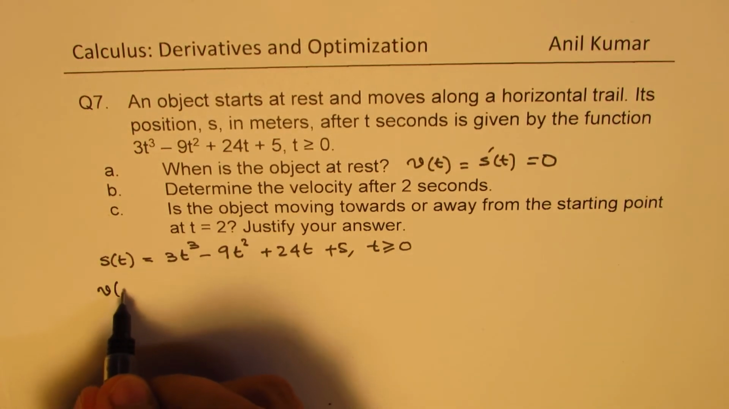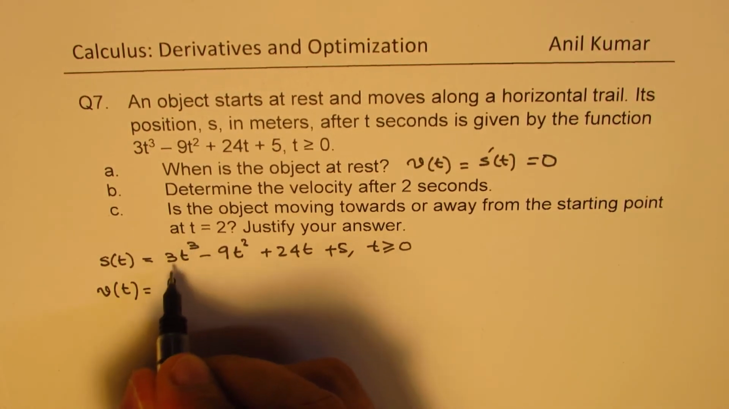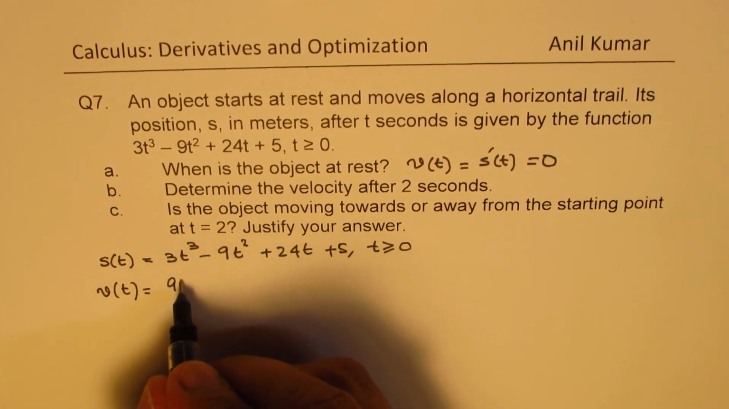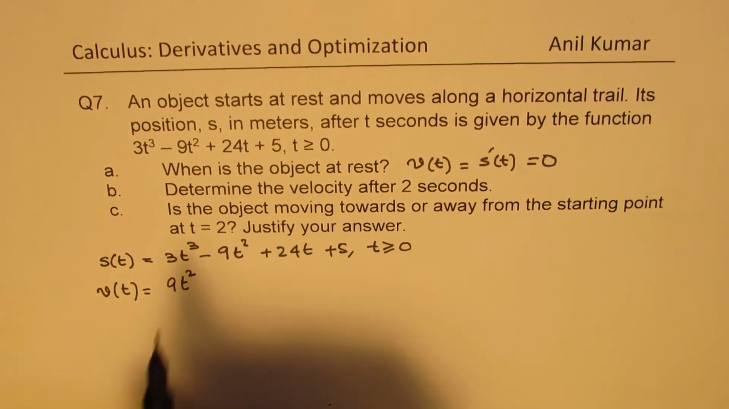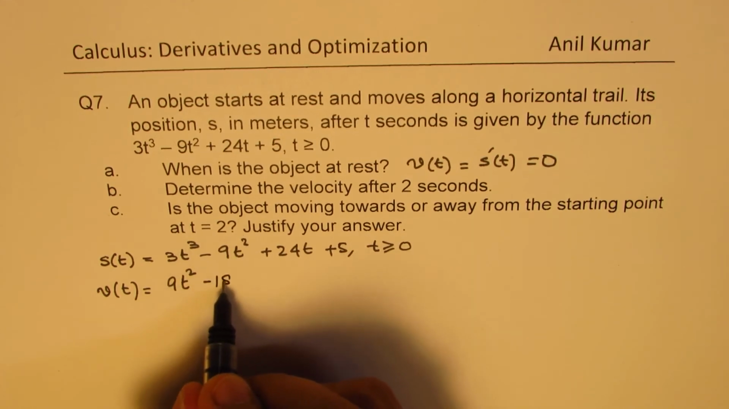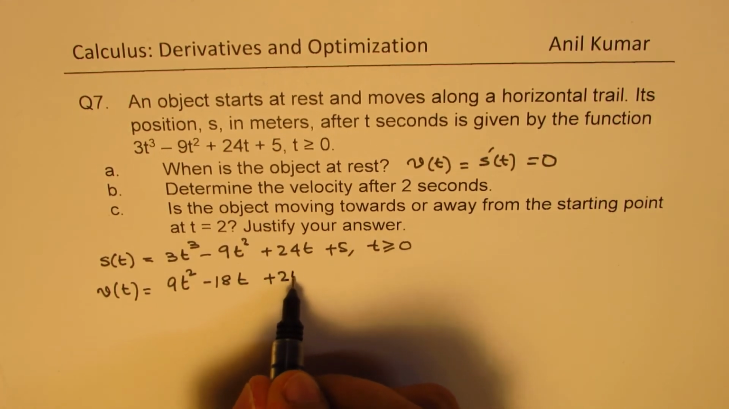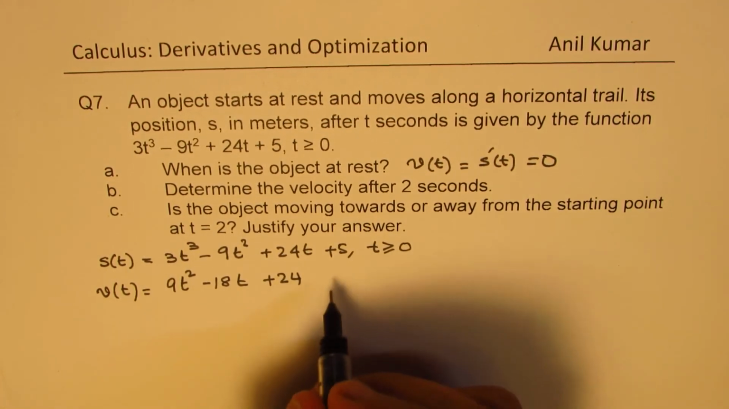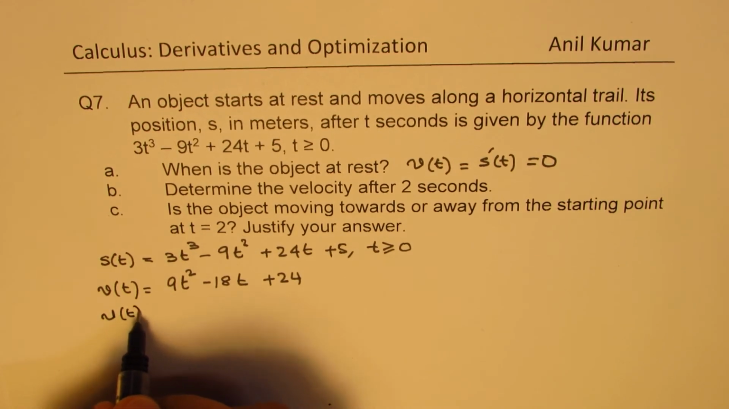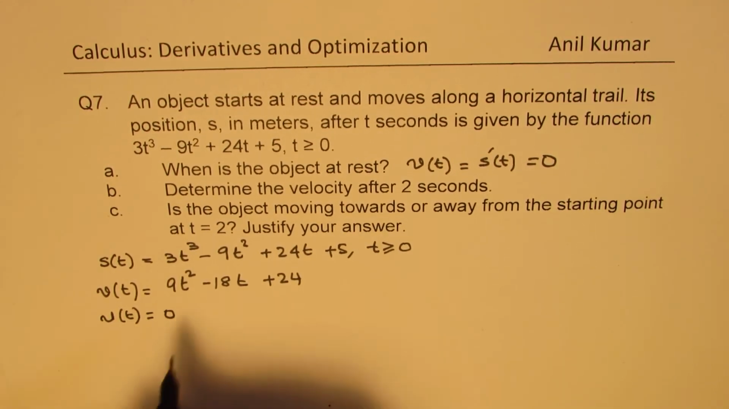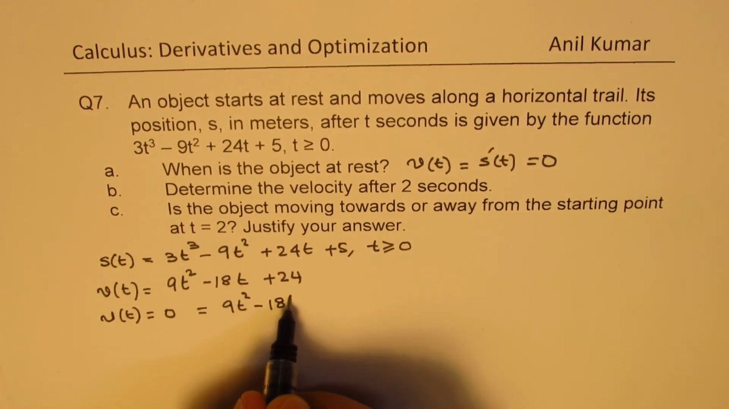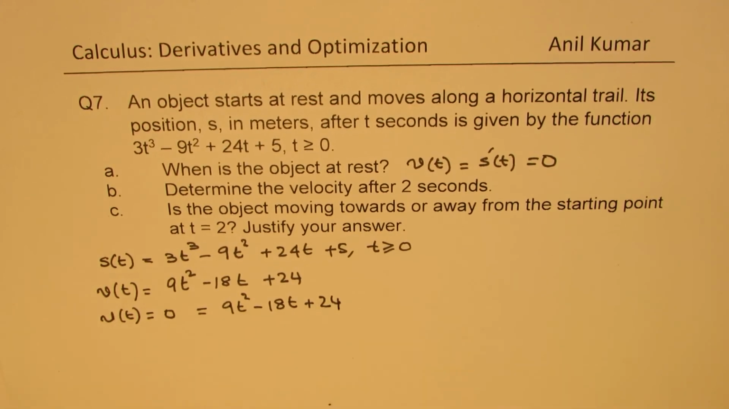So let's find the velocity function, which will be 3 times 3, which is 9, t squared, and then we have minus 18t plus 24, correct? That's the derivative. Now, we need to equate this to 0 for the object to be at rest. So that means 9t squared minus 18t plus 24 should be equal to 0.